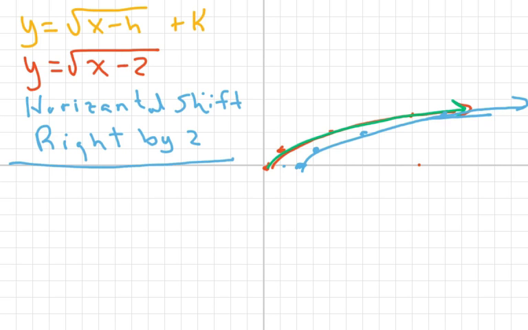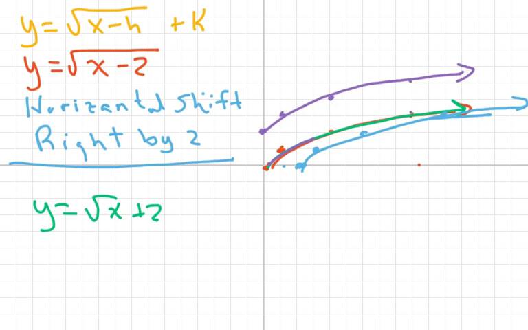Now to do the vertical shift, I'm just going to do y equals the square root of x plus 2. So that means I'm going to take my parent function, which is here, and just go up by 2. So I'm going to go up by 2 here, up by 2 here, up by 2 here, and up by 2 here. And that's just a shift up by 2. Okay? And that's all of this one.